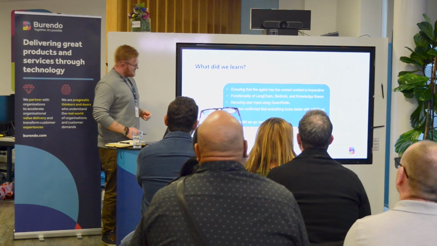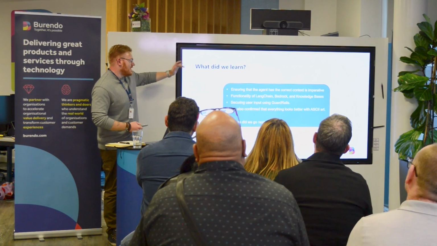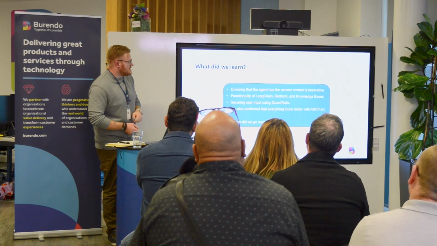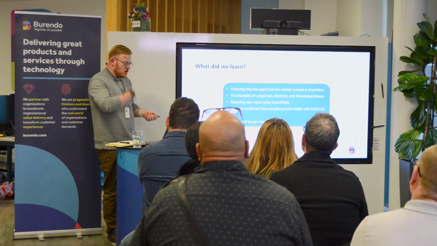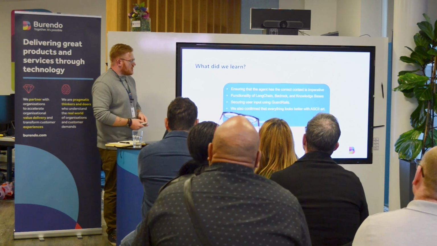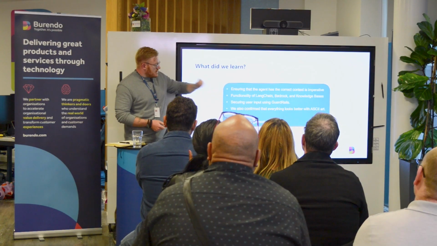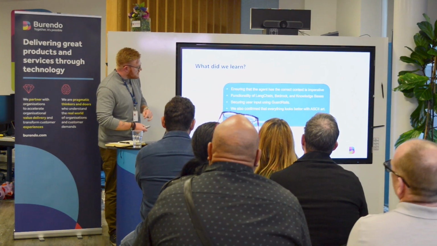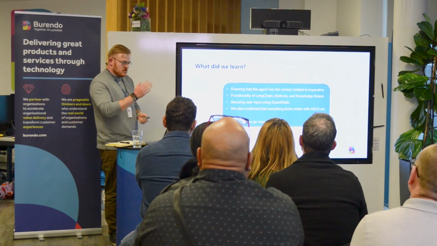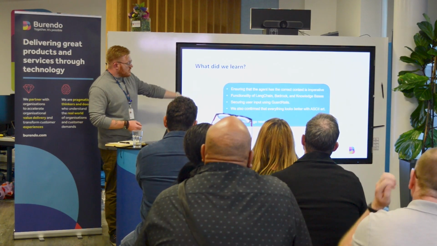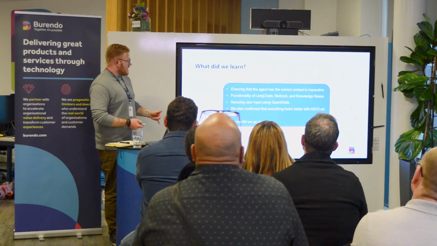Yes, there you go. In short, what we've learned so far is ensuring that the agent has the correct context is imperative. We need to give it that context. It needs to be able to know who we are, what the previous conversations are that it's had, and what files it's been provided. We've learned the functionality of LangChain, Bedrock, and knowledge bases. We've secured user input using guardrails, so I'm going to go on to that in a minute. And we've also confirmed that everything looks better with ASCII art. But where did we go next?